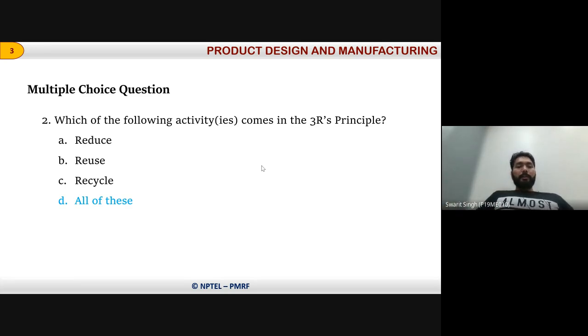Then we reuse the things that are reusable, again and again. Like if we are drinking water from a bottle, we can refill it again and again and use that particular bottle, reusing the same thing again and again. And then recycle. There are certain products that can be recycled.